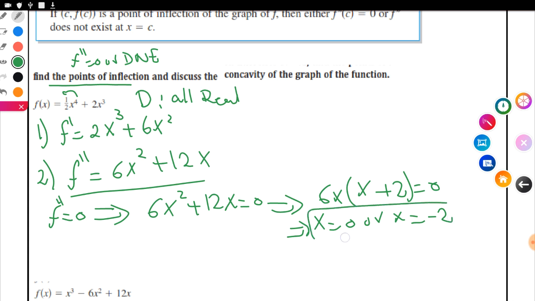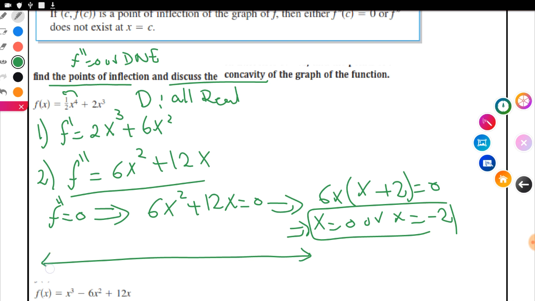It is possible for these two values of x to be points of inflection, but I'm not sure, so I need to know if the concavity of the function changes around each one of them. Then it will be an inflection point. Since I will discuss the concavity, I will use the second derivative test. Look with me here.